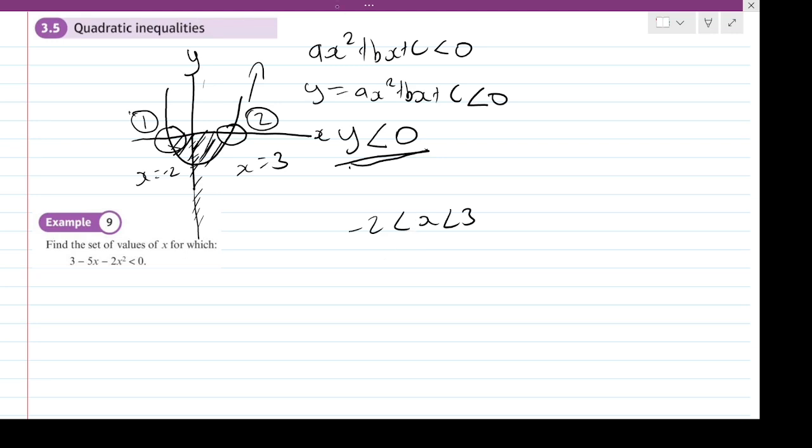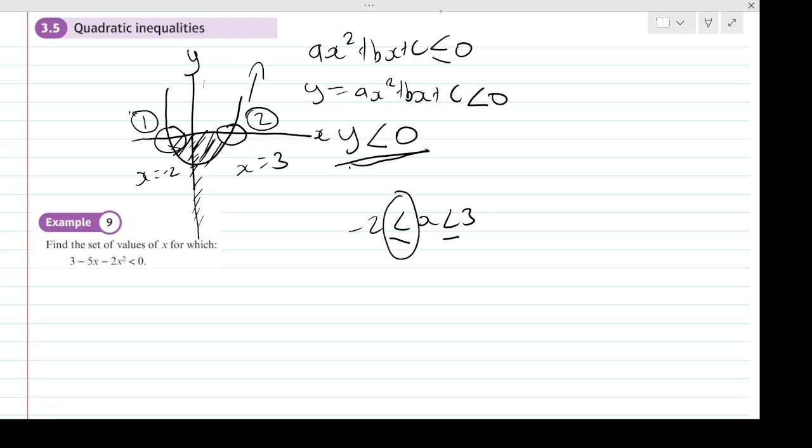Because if it was equal to -2 or 3, then the curve would be equal to 0, because -2 and 3 are the roots of it. So that would be equal to 0 at those 2 points. But it wants it to be less than 0, so strictly less than, so not equal to. If it was less than or equal to 0, then actually yes, we'd then have to mirror that inequality by making it less than or equal to here. Okay. But in this case, we have less than.